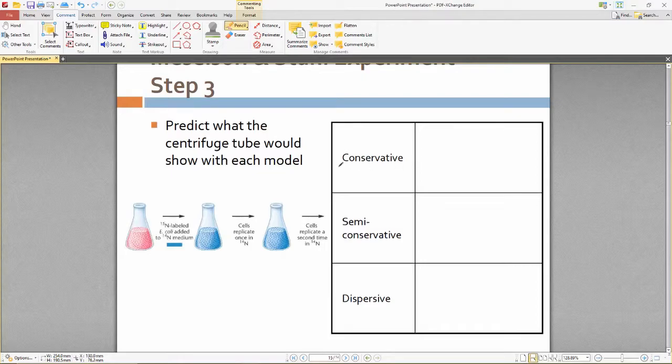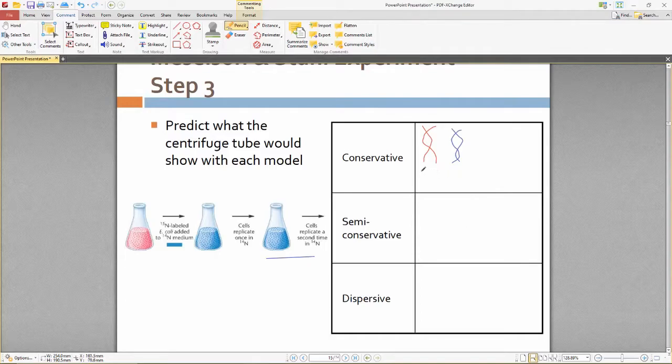Conservative model, what do you guys think it would look like? It'd be two red and two blue. But you see, so let's say we had the heavies. Okay, so we had one heavy from the original. So the previous step, this is what it looked like, right? But you still only have light nitrogen.